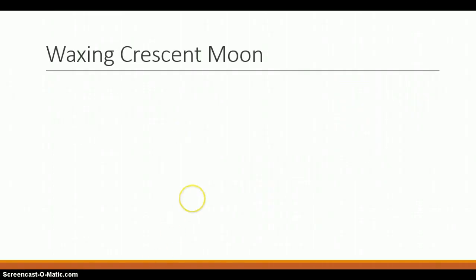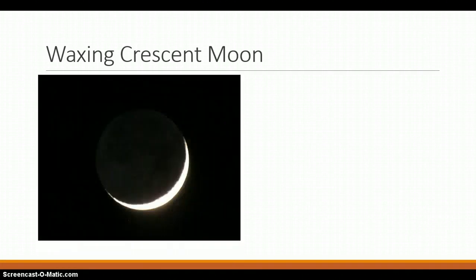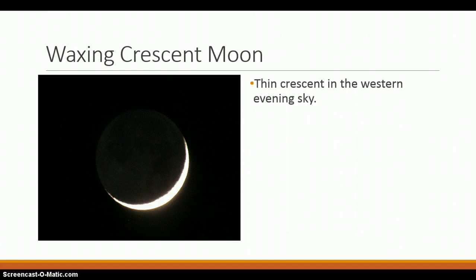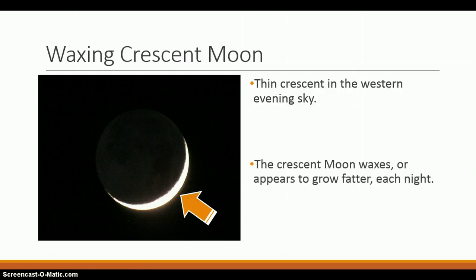The next phase is the waxing crescent moon. Only a small part, less than half, of the moon is lit up at this point. The part that is lit up is slowly getting bigger. As the moon moves eastward away from the sun in the sky, we see a bit more of the sunlight side of the moon each night. A few days after new moon, we see a thin crescent in the western evening sky. The crescent moon waxes or appears to grow fatter each night.